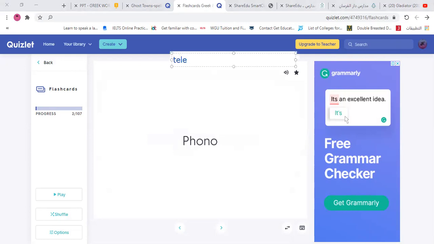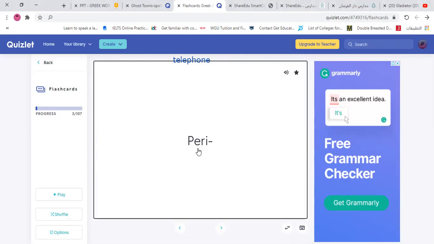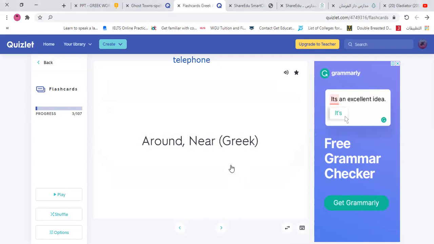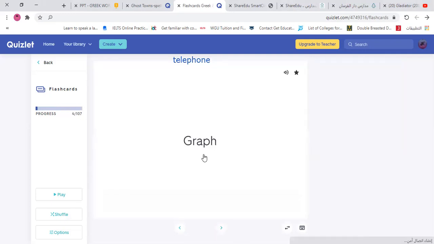Tele, far, and phone, voice. So the voice that is far away gives you telephone. This is a word in the English language that came from the Greek root. And then I have peri. Peri is also a word in the Greek language. It means around or near. So peri means near, tele means far. Add it to graph.